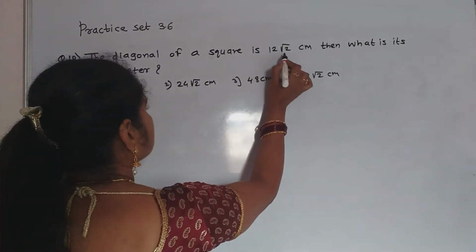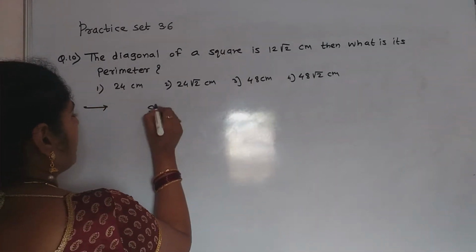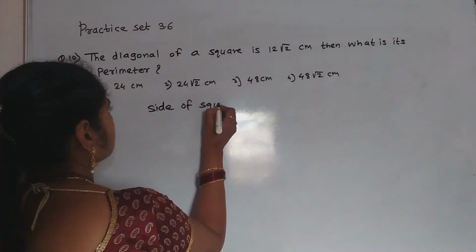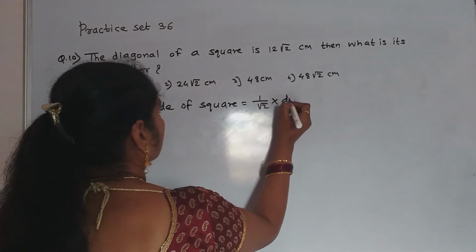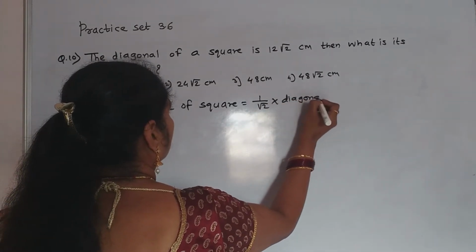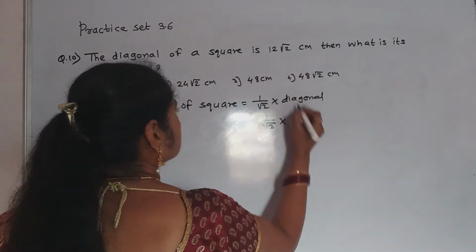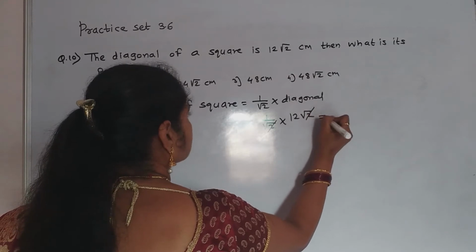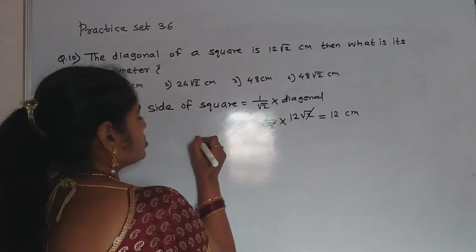Diagonal is 12 root 2 centimeter. First we have to find the side of the square. The formula for that: side of square equal to 1 upon root 2 into diagonal. 1 upon root 2 into 12 root 2. Numerator root 2 and denominator root 2 cancel. So the answer is 12 centimeter. So side of the square is 12 centimeters.